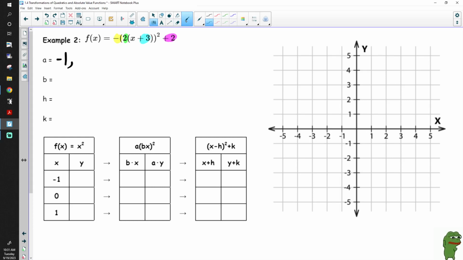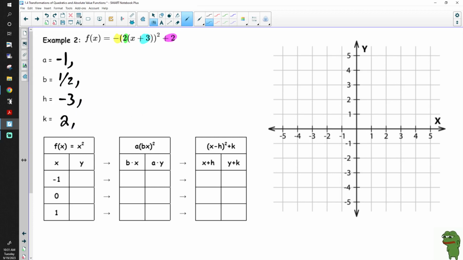What would the b value be? 2. Eh. Actually, no, right. What do you do to it? You divide it, so it's 1/2. It looks like 2, but we flip it and make it 1/2. The h value looks like +3, but it's actually -3. k's on the outside, it's boring. You just look at it with your eyeballs. It's just 2. Okay, so there's our 4 values.